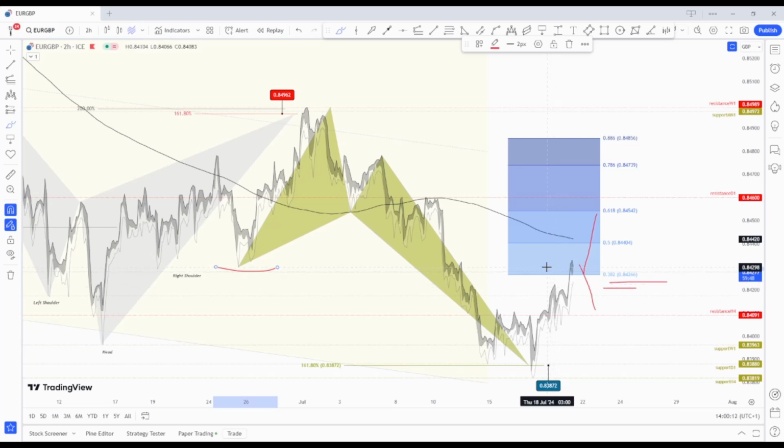previous structure support may act as an element of resistance from these levels, so don't get surprised. So this is a price where we should start partitioning our trades.